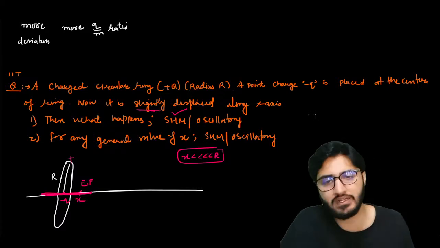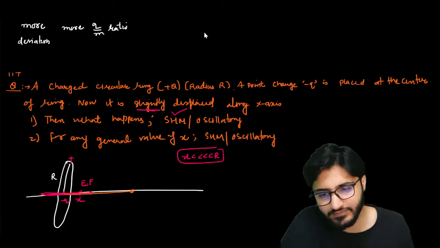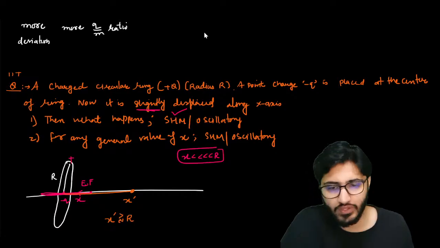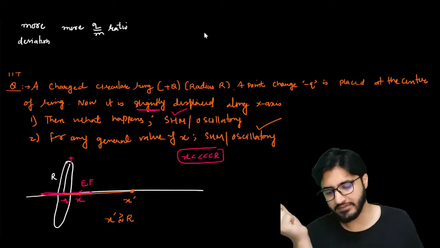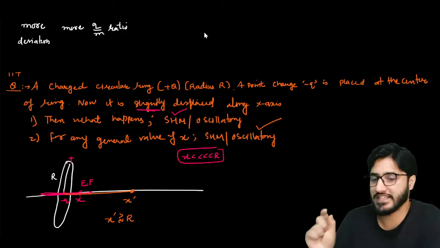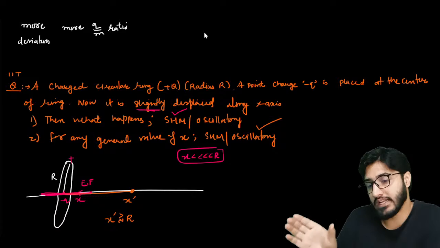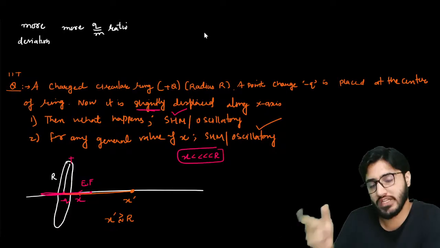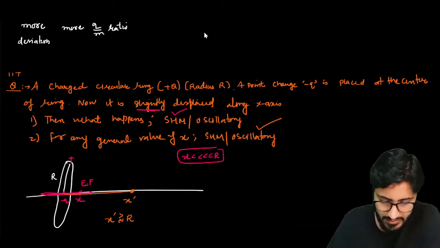But the second point: if we have, suppose, x dash, and my x dash is equal to or more than my radius, then it will be oscillatory. Simple. It will be SHM if the displacement of the particle is very small compared to the radius. And if the displacement of the particle from the origin is more than the radius of the ring, it will be oscillatory motion, not SHM. Done? Easy?